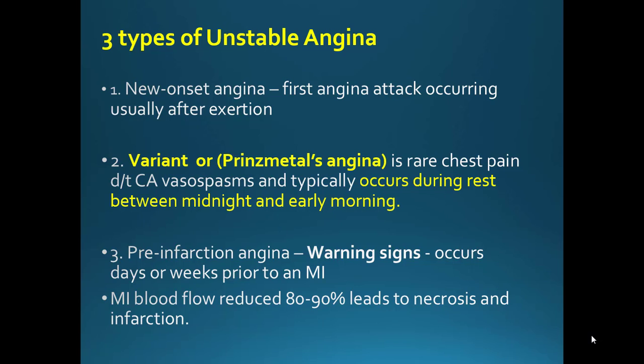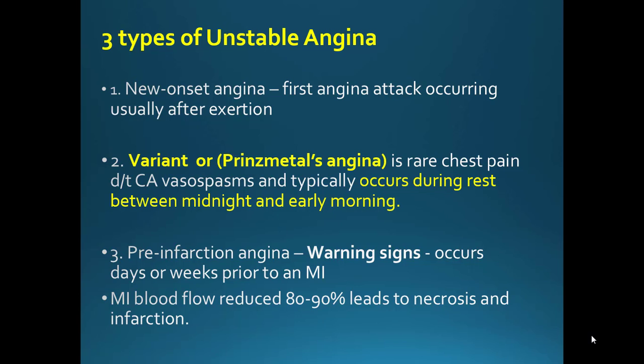Unstable angina is categorized in 3 ways. The first is new onset angina, which is the first anginal attack that a patient has that occurs with exertion. Testing and diagnosis should be done immediately. The second category is vasospastic. This is called variant or Prinzmetal angina.